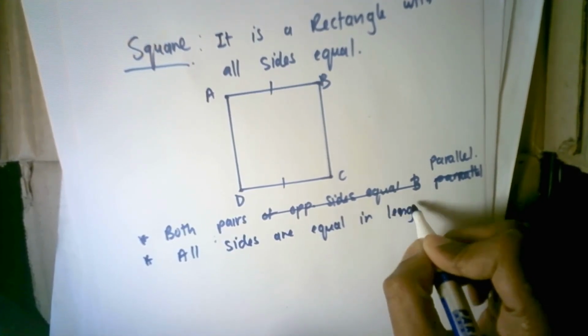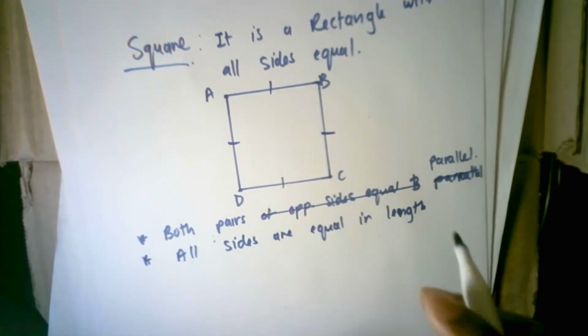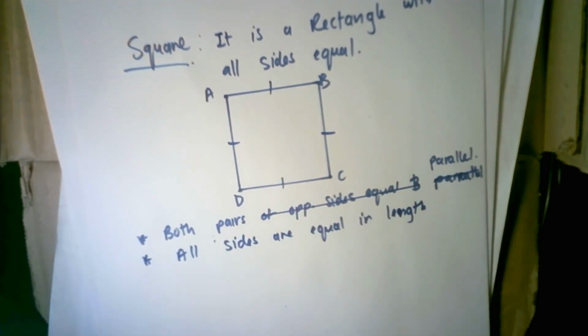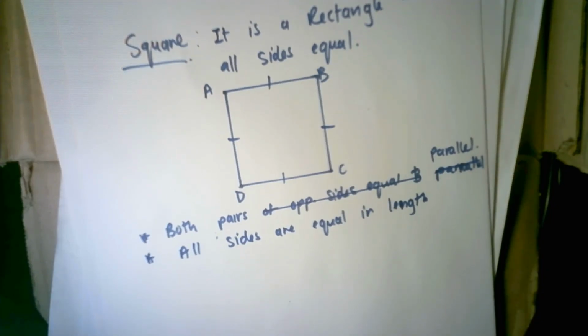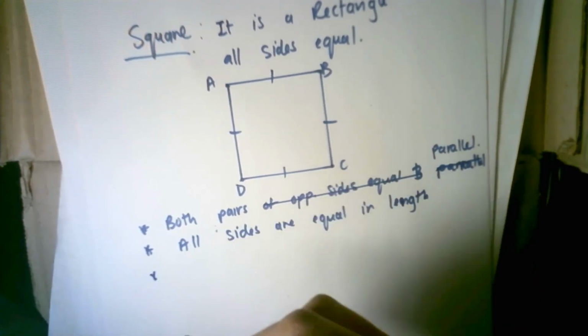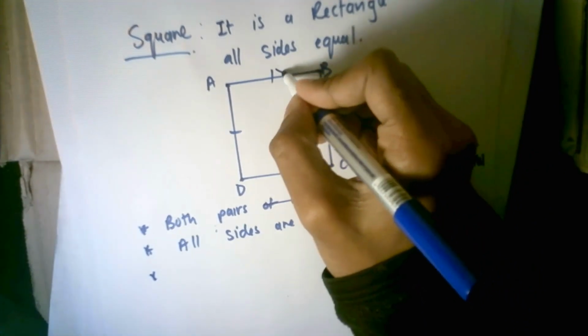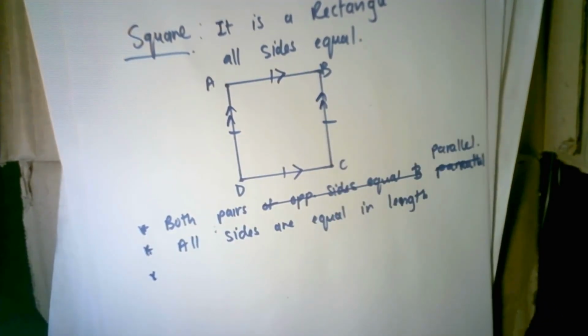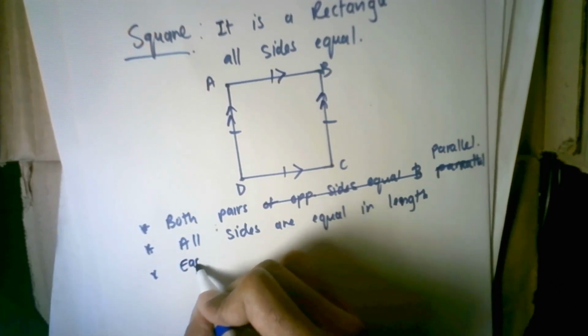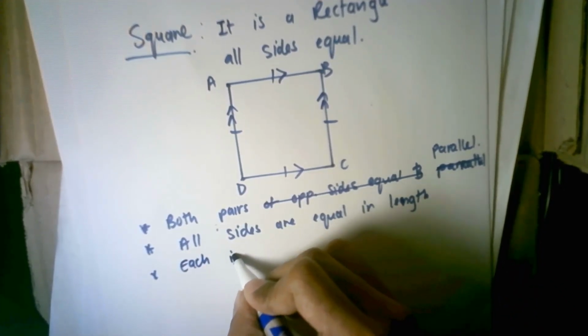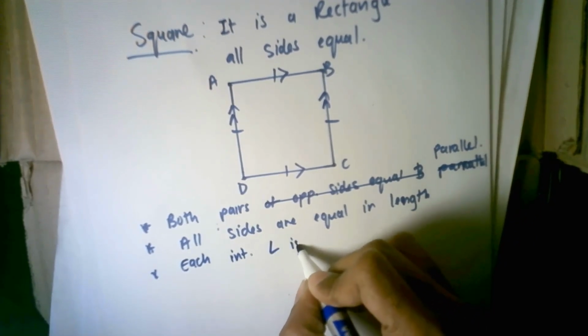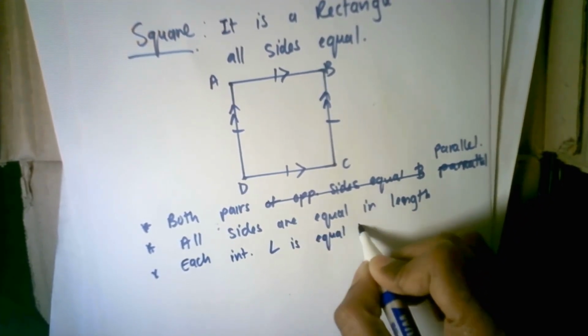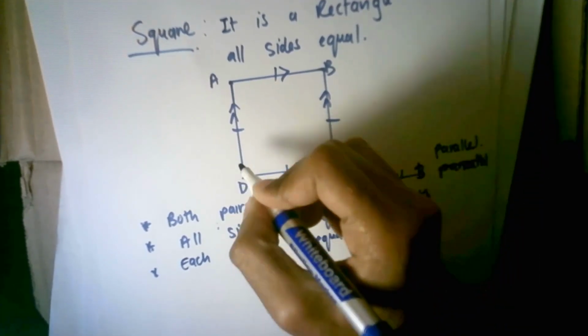So what does that mean? It means that if the length of AB is 5 centimeters, the length of BC will be 5 centimeters, and the length of CD will be 5 centimeters, and the length of AD will be 5 centimeters. They are equal in length. And of course, we also said that the opposite sides are parallel. And just like a rectangle, each interior angle is equal to 90 degrees.